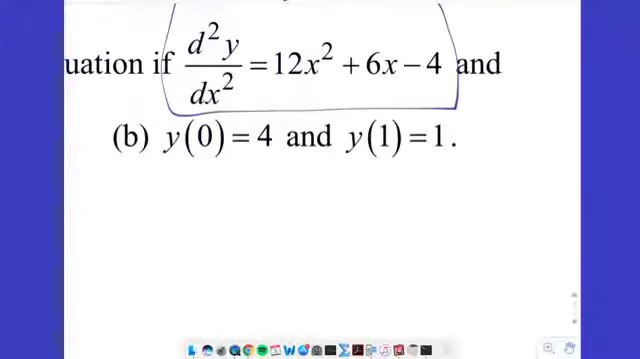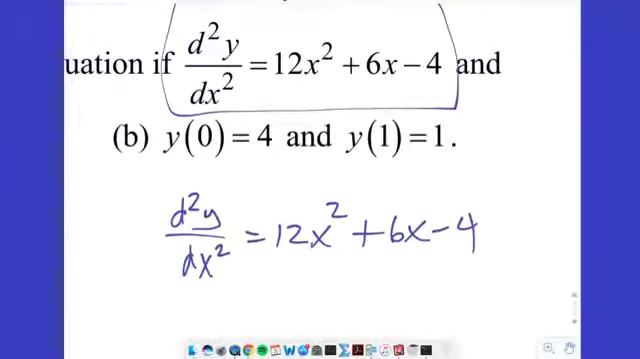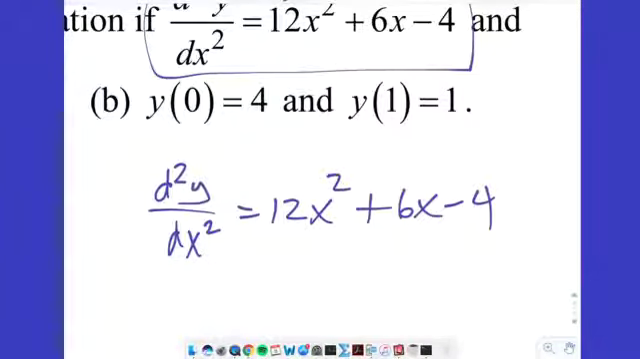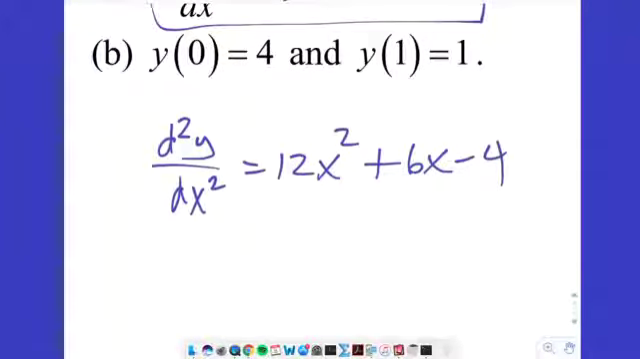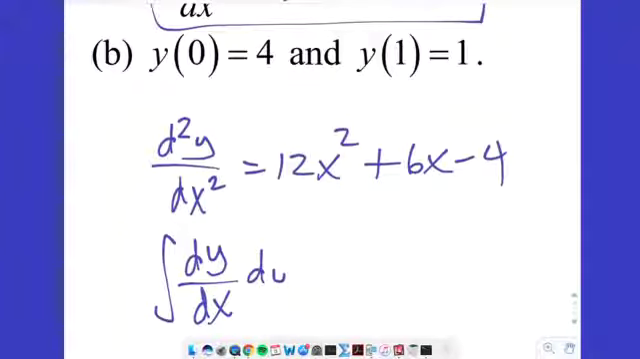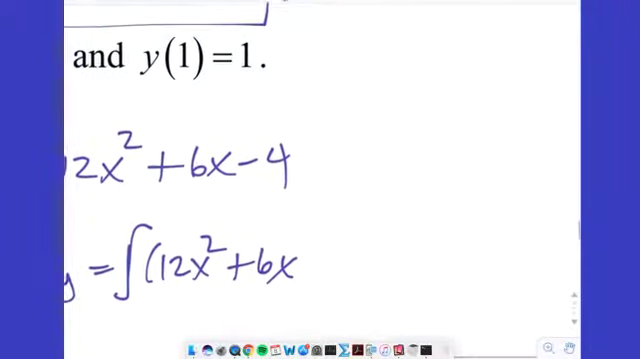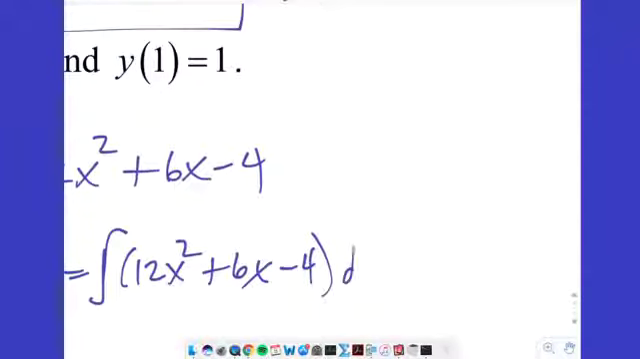Let me show you what it looks like. You have d squared y, I'm just going to rewrite it here, equals 12x squared plus 6x minus 4. I don't want you to get hung up on the notation right now, but in a whole section to come soon, we're going to split this up into the following: dy dx, the integral with respect to y of the integral of 12x squared plus 6x minus 4 with respect to x.